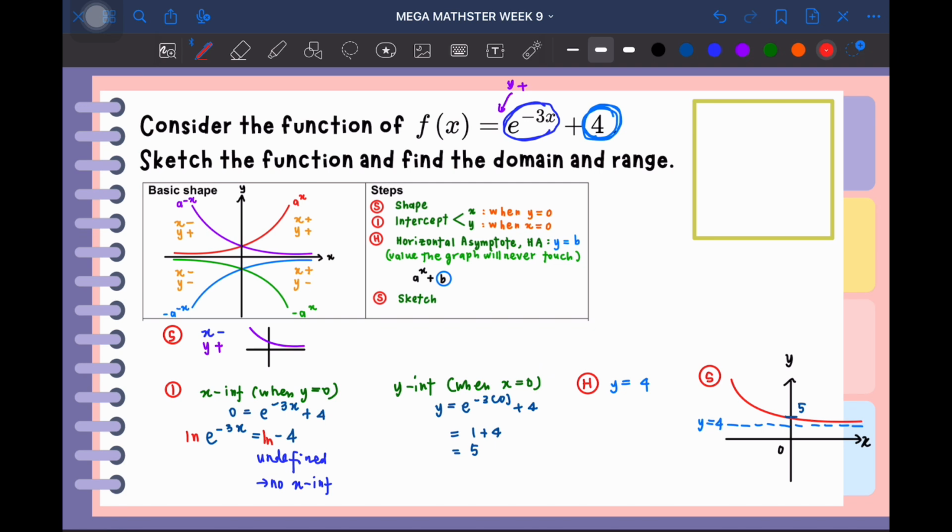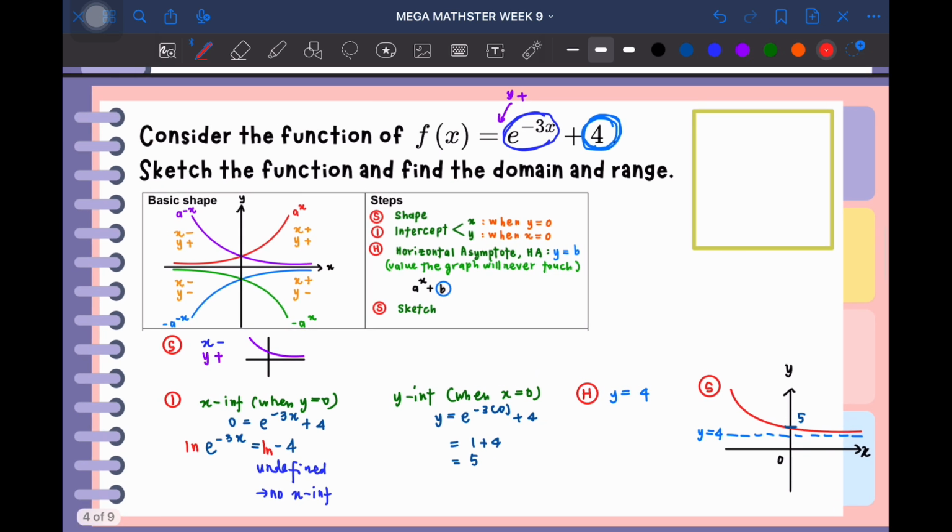And then don't forget to label your f(x). So we have f(x) is equal to e to the power of negative 3x plus 4. Settled. And then the last step is to find the domain and also the range. So let me do it down here.